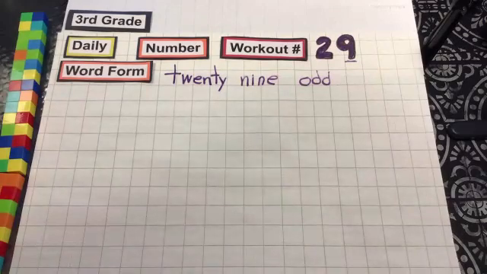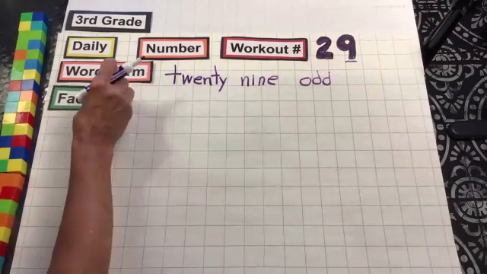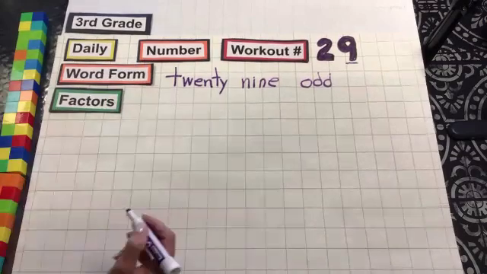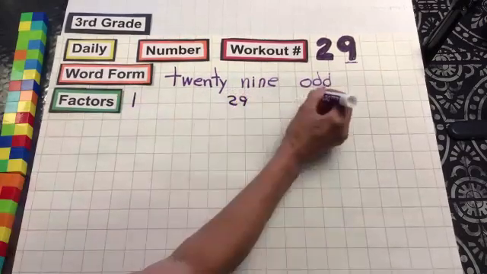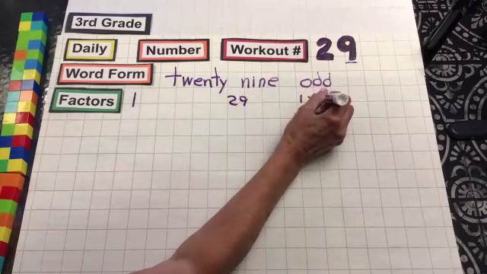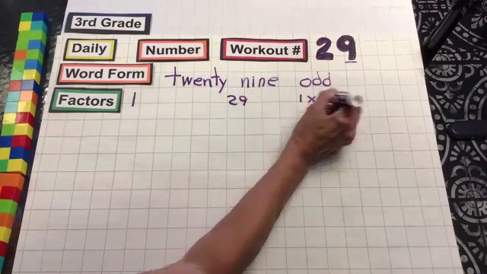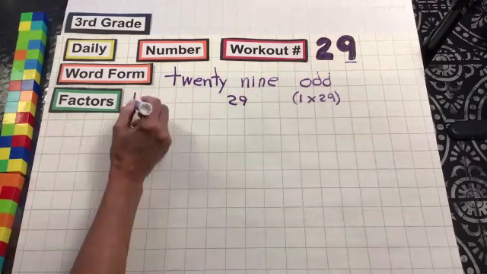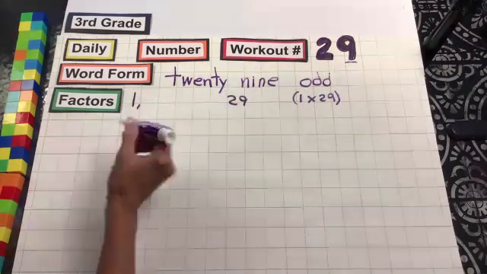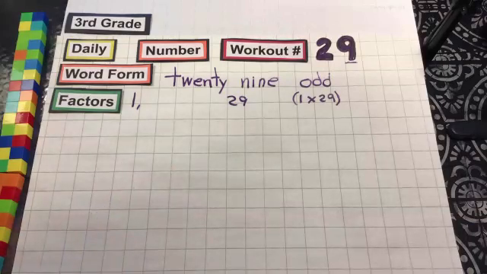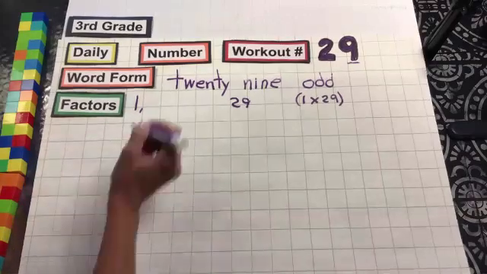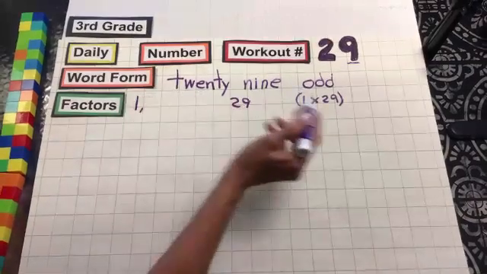And let's go on to factors. Factors are numbers that multiply to get 29. So we know 1 times 29 works. And that would look like this. 1 times 29 equals 29. 2 doesn't go in because it's odd. 3 doesn't go in because 3 times 9 is 27 and 3 times 10 is 30. 3 tens is 30. 4 doesn't go in because it's even.